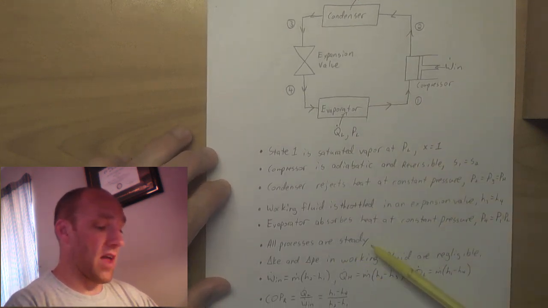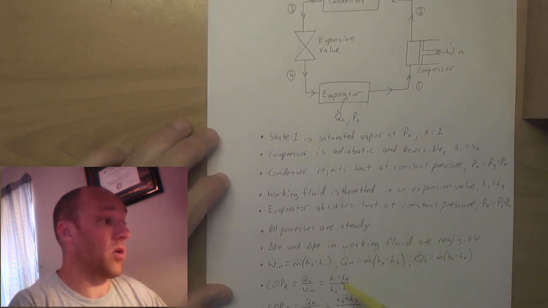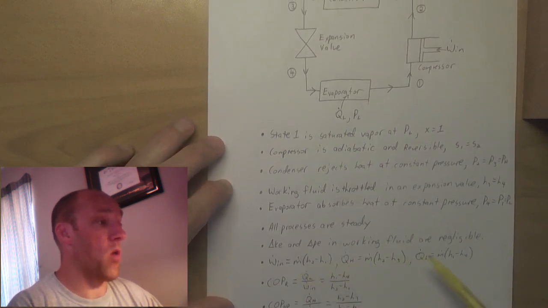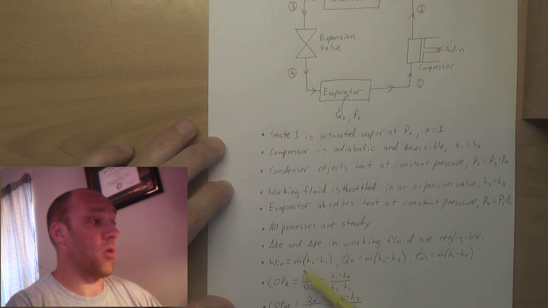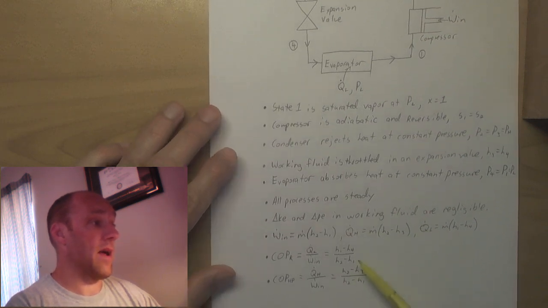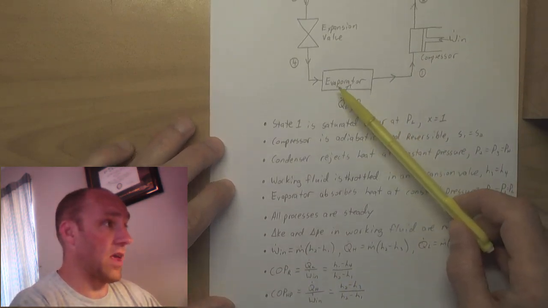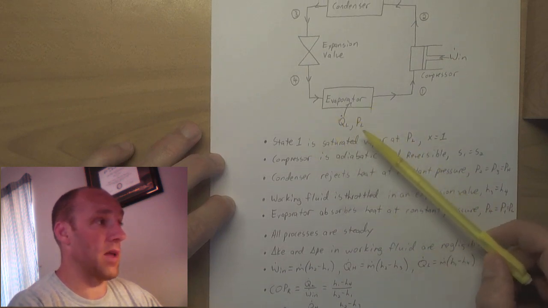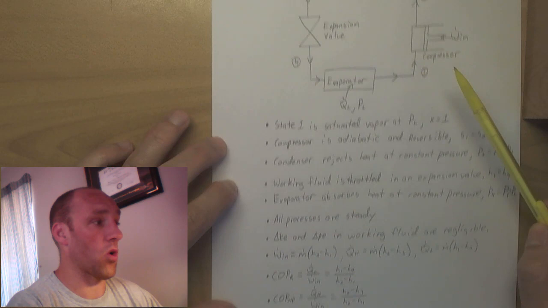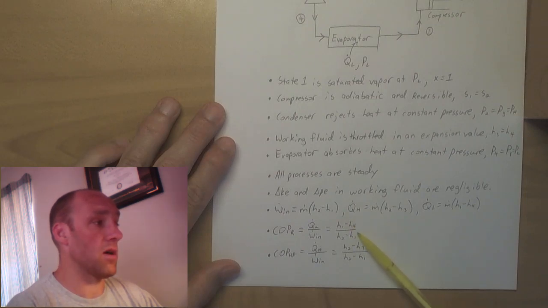Again, all the processes are steady. The changes in the kinetic and potential energy of the working fluid are negligible. And under those situations, I only have three quantities to work with: the input work, the heat rejection at the hot side, and the heat absorption at the cold side. And so the measurement of efficiency of a refrigerator, if you remember, is just the heat being accepted. What we're after is the heat being accepted on the cold side, and what it costs us is the work input. So you've got the desired quantity over the cost, and that simplifies to just the changes in enthalpy, as shown here.